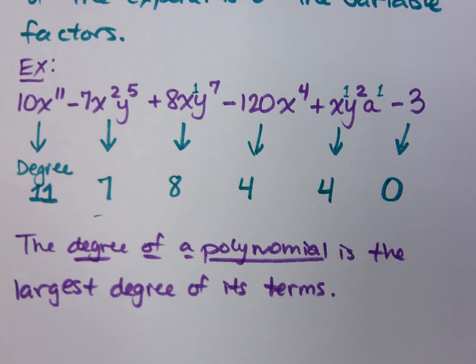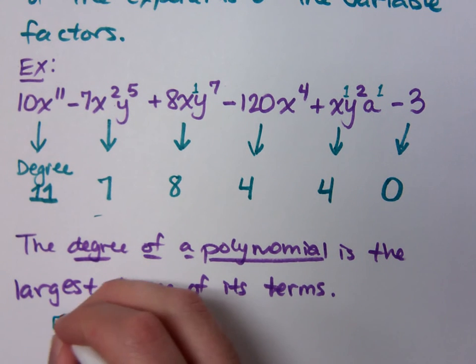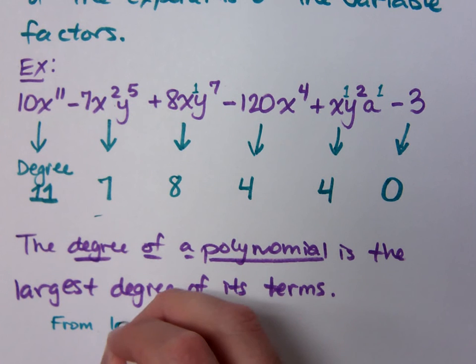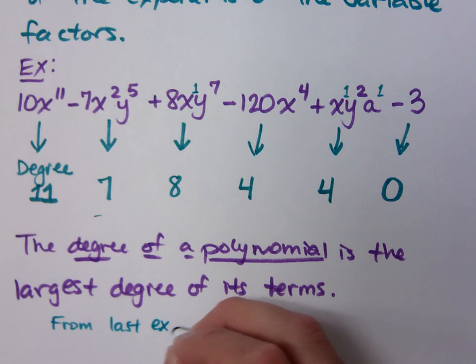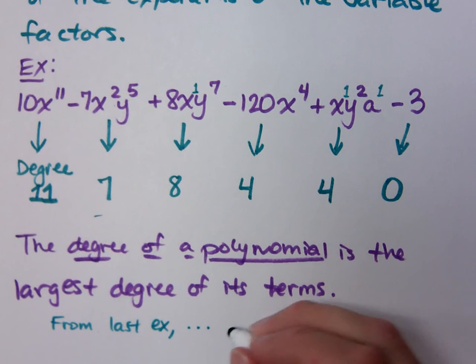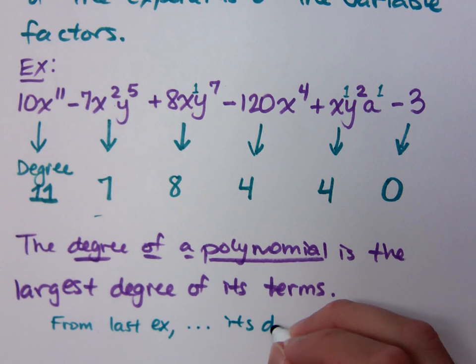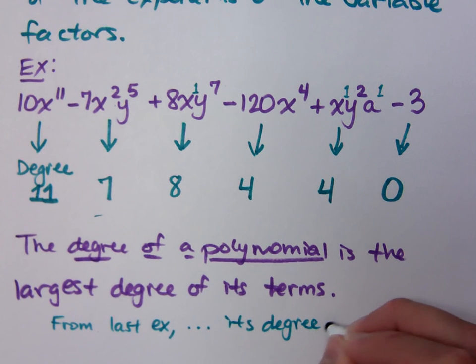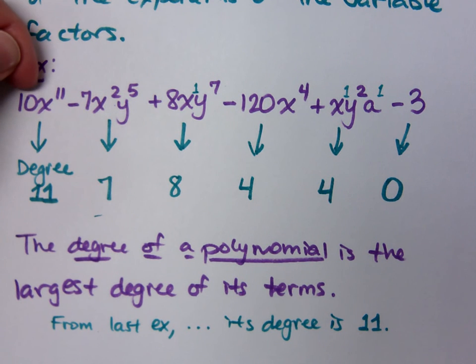So what would you say about this guy? From our last example, what was its degree? 11. Right, the degree is 11. That's the strongest one. And what that means for us is that as x gets really, really large, he's going to be dominated by this guy right here, this leadoff guy. That's the one that's going to control how things move. Questions about that?